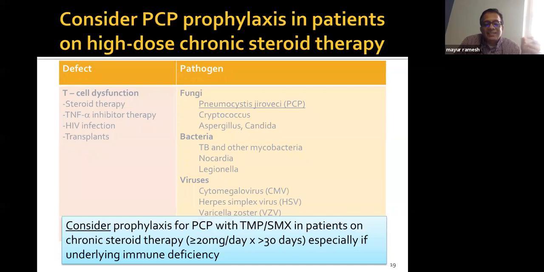So consider prophylaxis for PCP with Bactrim in patients on chronic steroid therapy. If your steroid dose is approximately 20 milligrams or more for 20 days, you can remember approximately 20 for 20 days as the answer. And the immune deficit is T-cell deficit.